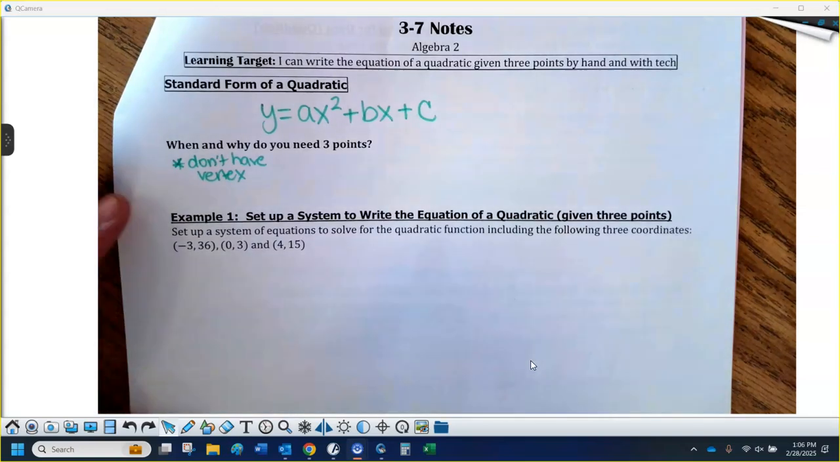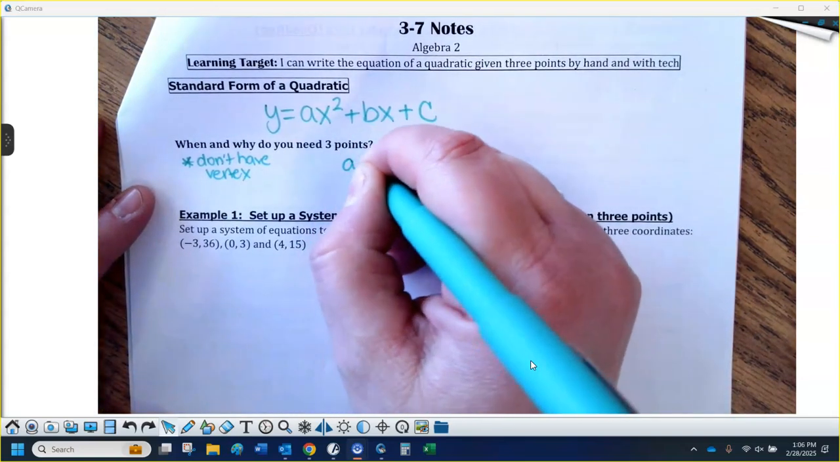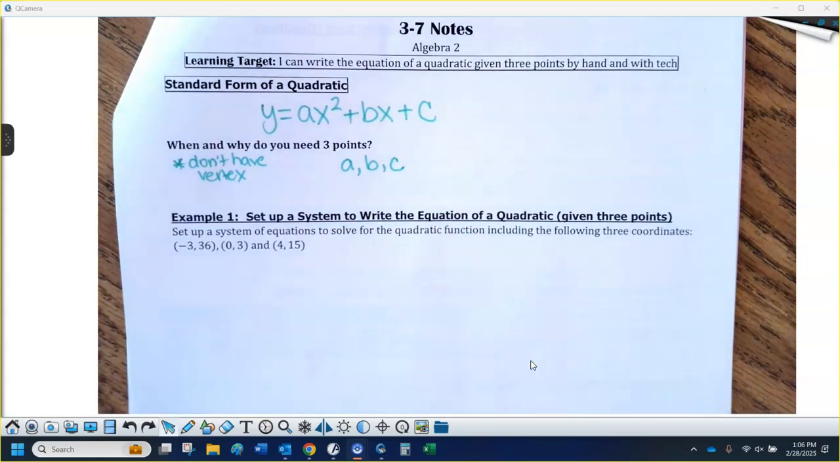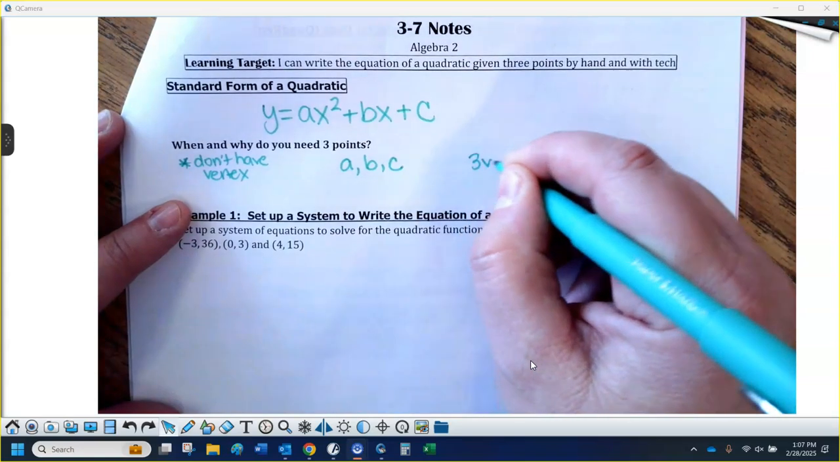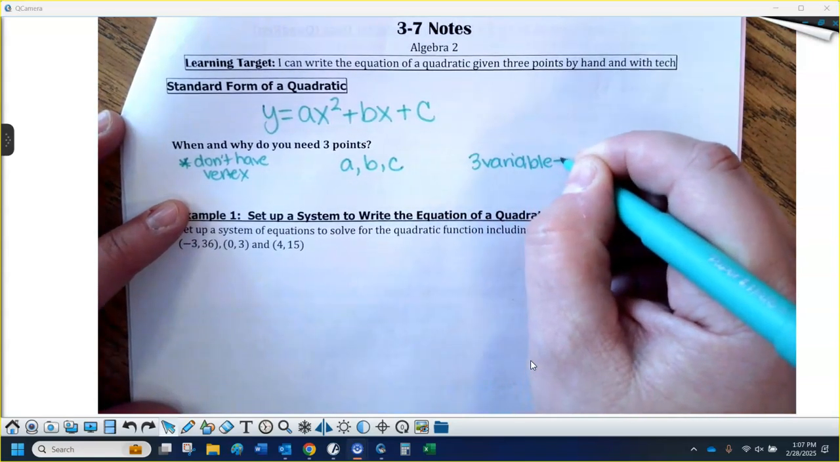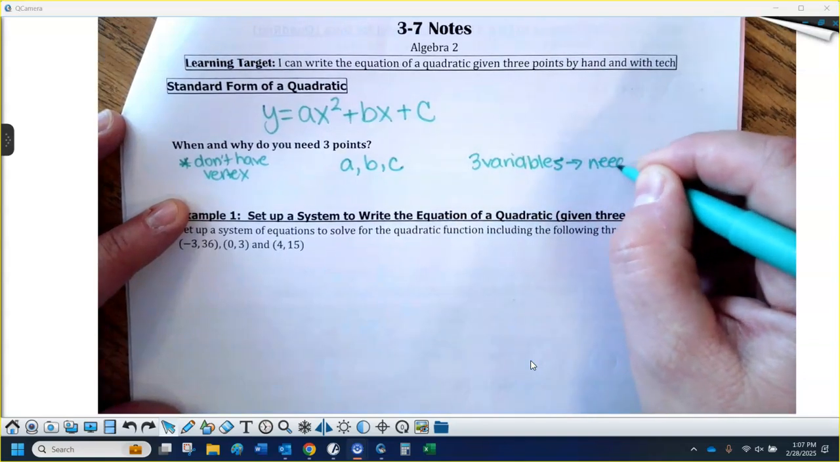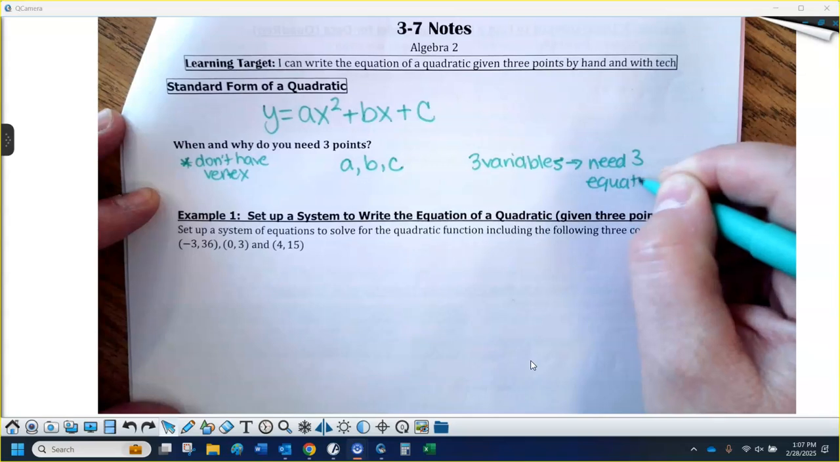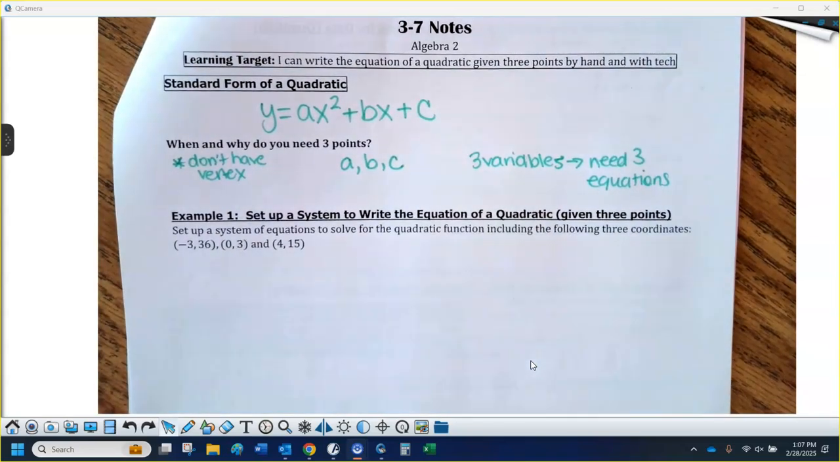And then why do I need 3 points? Okay, so you have in that equation above 3 variables that you don't know, which are the a, b, and c. Those are your 3 variables. If you have 3 variables, to solve for those, you need 3 equations. We did systems in our last unit, so this will be familiar to you. If you have 2 variables, you need 2 equations. If you have 3 variables, you need 3 equations. So to get the 3 equations, you need 3 points. And I'm going to show you in example 1 how to do that.